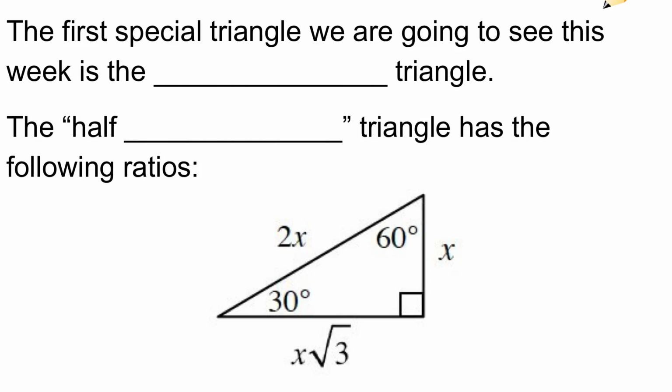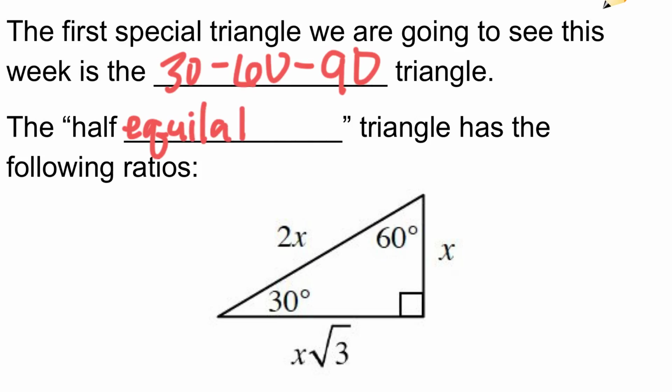So the first special triangle that we're going to see this week is the 30, 60, 90 triangle. And what's so special about this triangle? It's half of an equilateral, and has the following ratios.